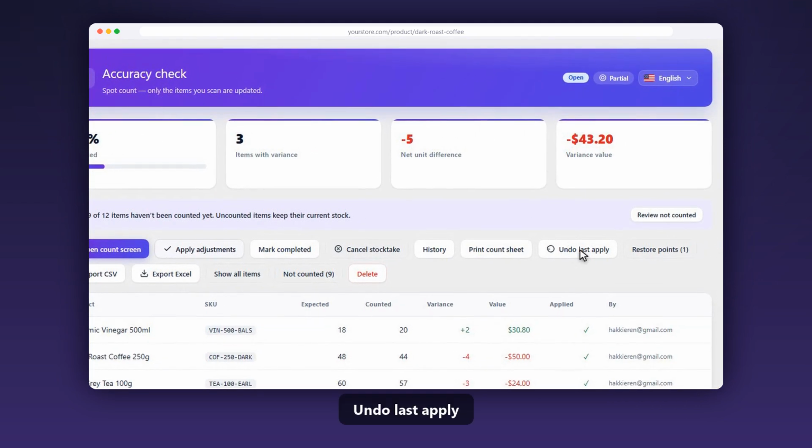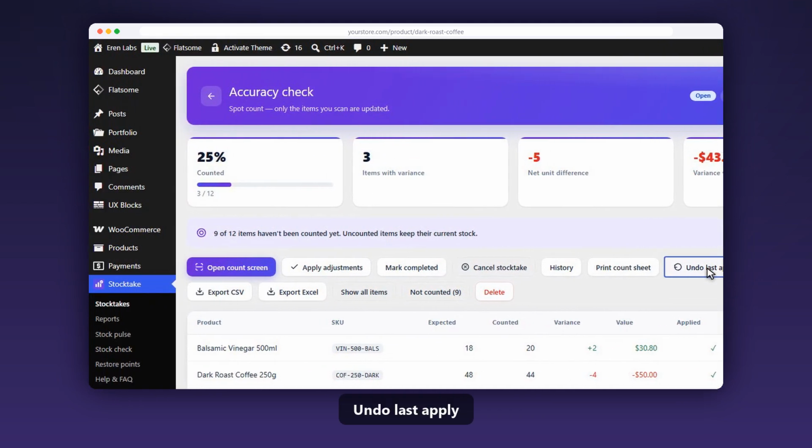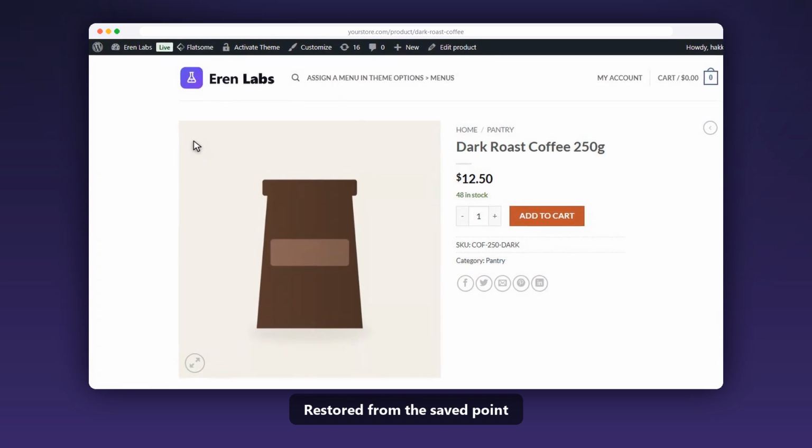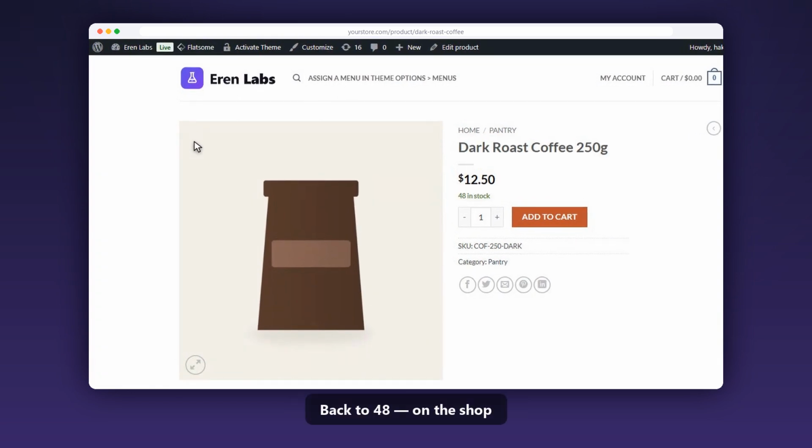Now suppose that count was wrong. Undo last apply. It restores the levels from the point saved before the apply, including whether stock was managed at all. Same product page, back to 48. That is what makes the apply safe to press.